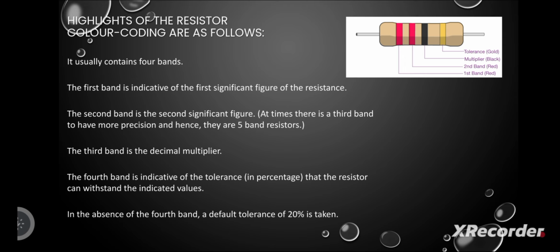The fourth band is indicative of the tolerance in percentage that the resistor can withstand on the indicated value. In the absence of the fourth band, a default tolerance of 20% is taken. If there is no fourth band on that resistor, we can consider the default tolerance, that is 20%.